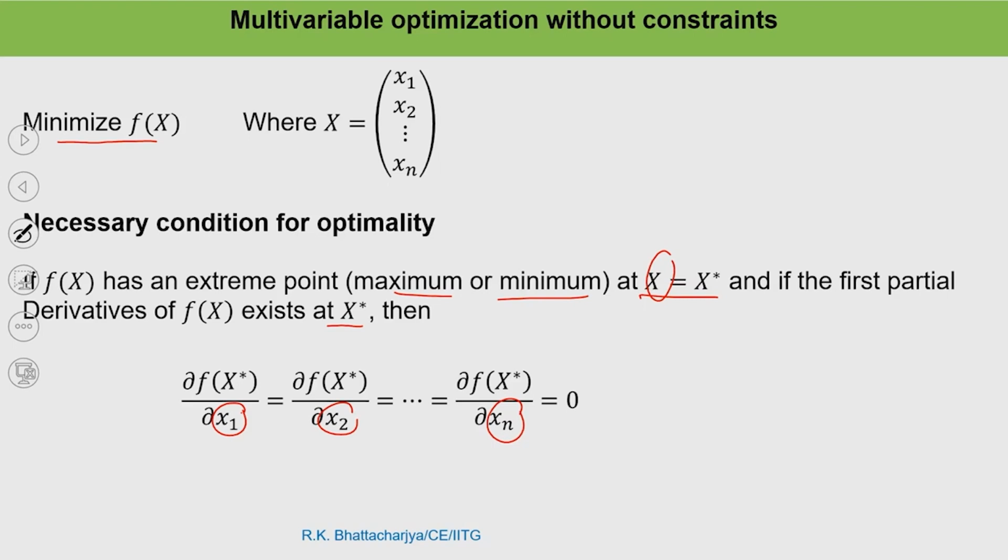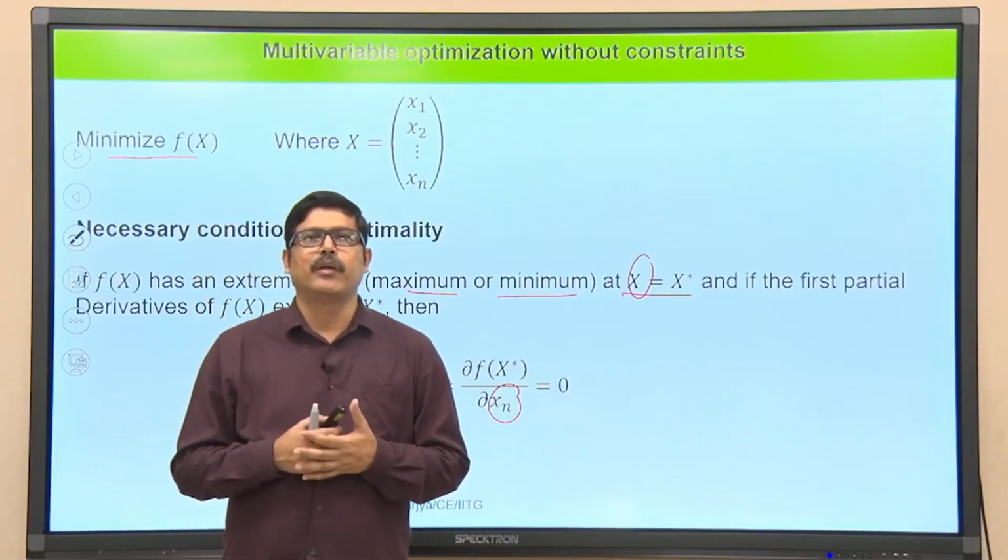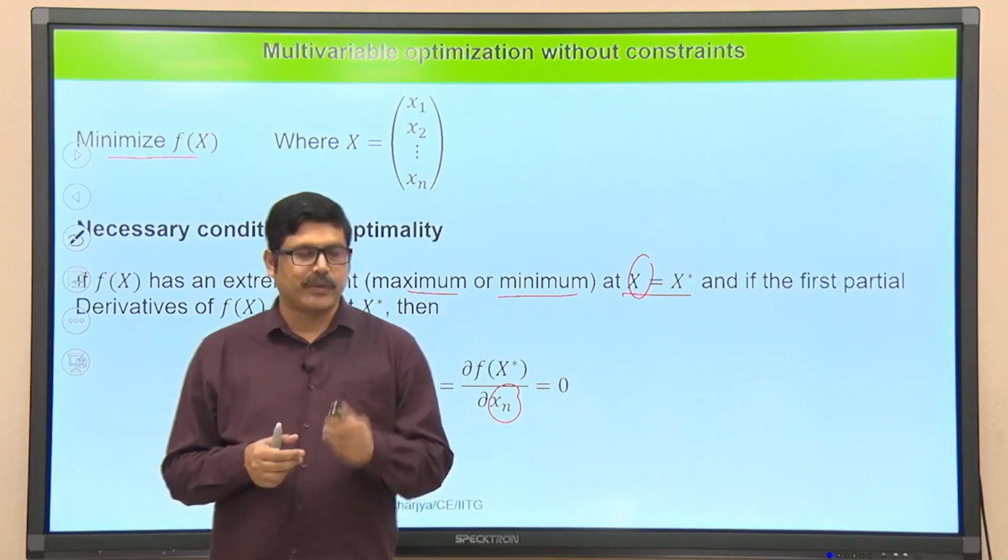That means, suppose we have two variables, then in that case del f by del x 1 and del f by del x 2 should be equal to 0. Here we have n variables, so del f by del x 1, del f by del x 2, up to del f by del x n should be equal to 0. So, that is the necessary condition. By applying that, I can find the stationary points, whatever x star I am getting. That x star may be a maximum point, a minimum point, or an inflection point.